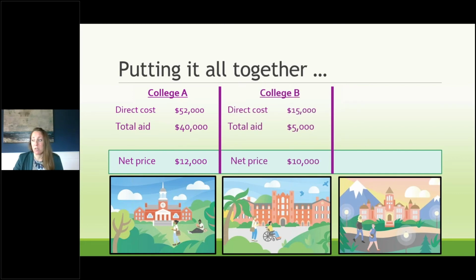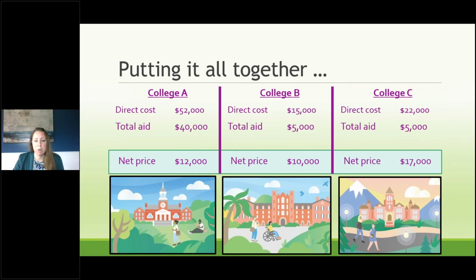Meanwhile, college B may have a direct cost of only $15,000, so much less expensive. But you can also see they're not offering that student a whole lot of financial aid. So that total aid there is only $5,000. The student is still going to have to come out of pocket with $10,000 when you subtract the amount of aid.